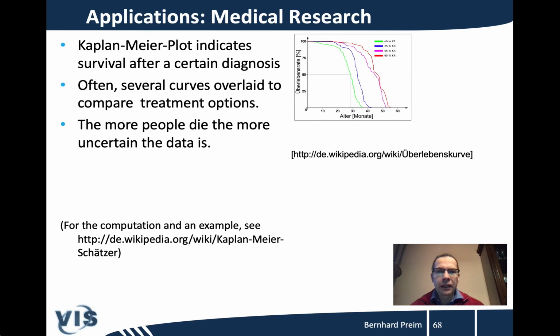A final medical example relates to Kaplan-Meier plots. Kaplan-Meier plots estimate the survival time of patients for different treatments, for example, or for different stages of a disease. So we start here, point 0, and everybody is alive. And after a year, for some variants, still everybody is alive, but for some, a few already died.